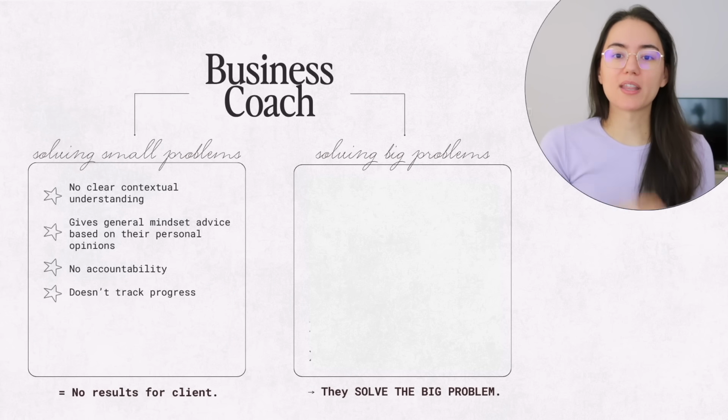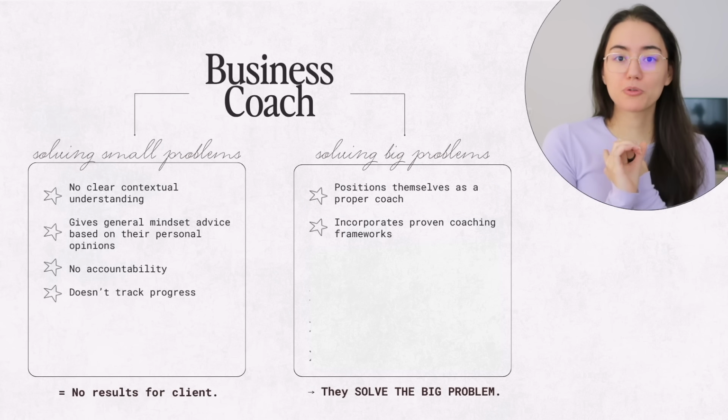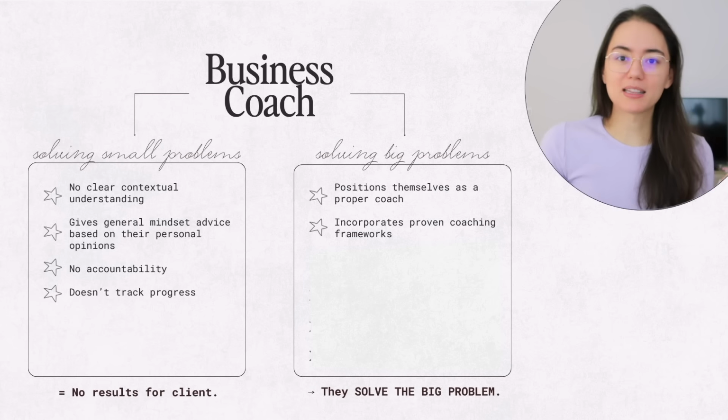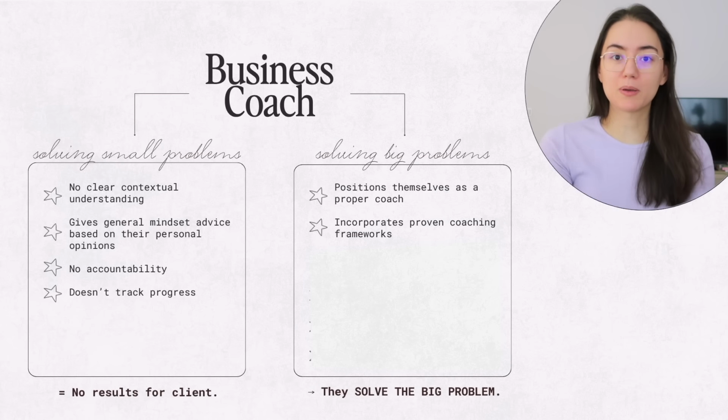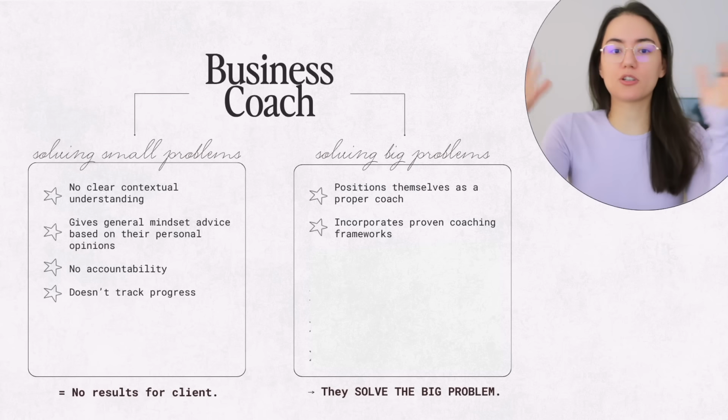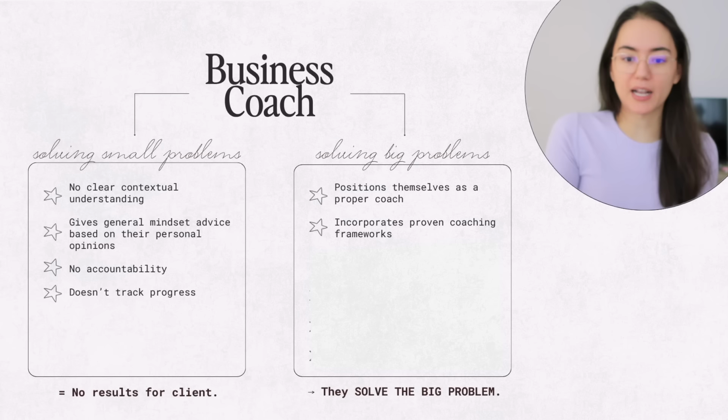So how do you do this in a way that solves big problems? Potentially positioning as a proper coach, actual proven coaching frameworks. You understand what they're going through, step A, step B. You have something laid out where you can help them follow. You keep them focused, right? Instead of being like, okay, maybe try this, then try this, then try this, and you're overwhelming them. And then they're so overwhelmed, they don't take action.